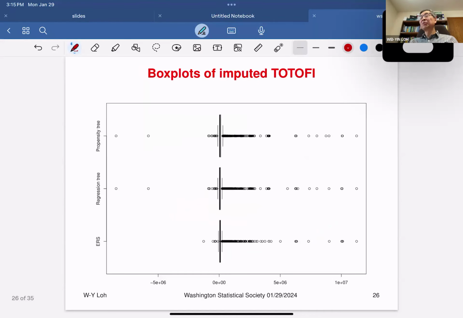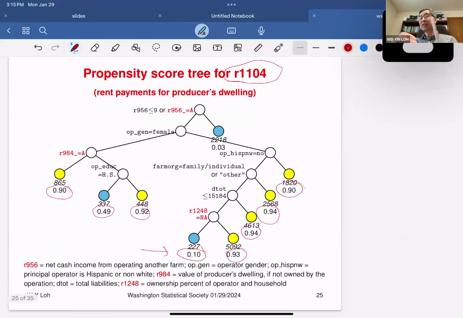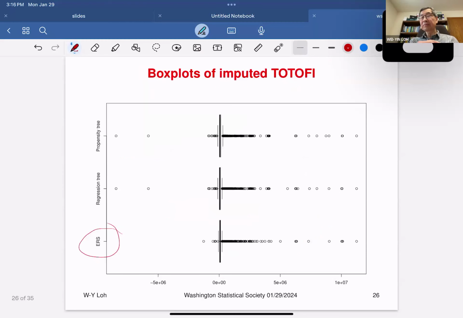So now, okay, let's see what the result is. How good are we doing? I use this method. Again, this is just one of the components that may be missing. I impute all the components with all these trees, and then I add them up using the formula to sum the total. I convert the imputed interval codes to the midpoints of those interval ranges and then sum them up. And this is what ERS does with their own imputations. So this is ERS, right?